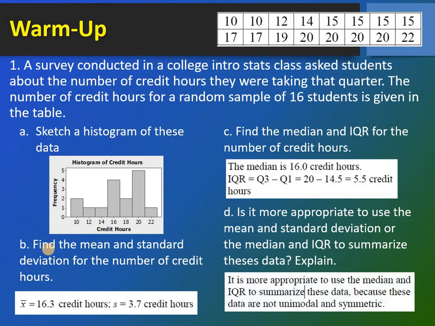All right, this one says it's more appropriate to use median and IQR because these data are not unimodal and symmetric. Basically, if you are unimodal and symmetric, go for it: mean and standard deviation. We're going to hold chapter 5 is nothing but that stuff. But if it's not unimodal and symmetric, go with interquartile range and median.